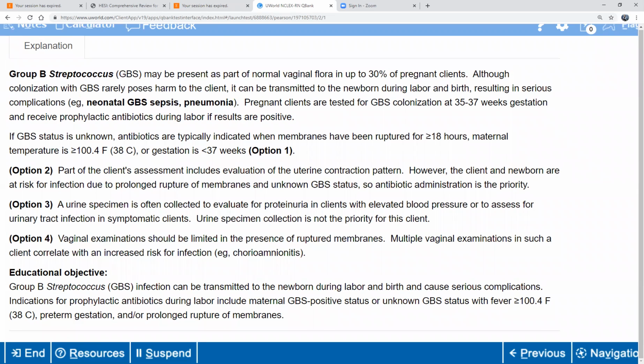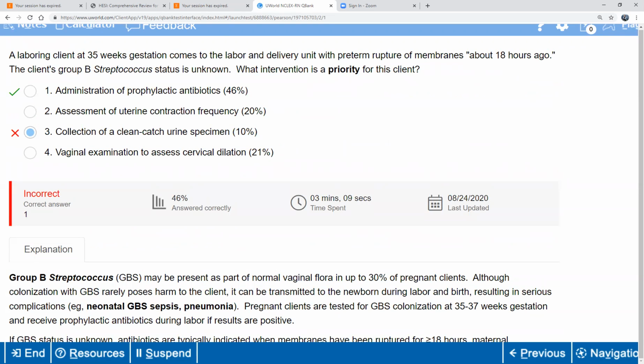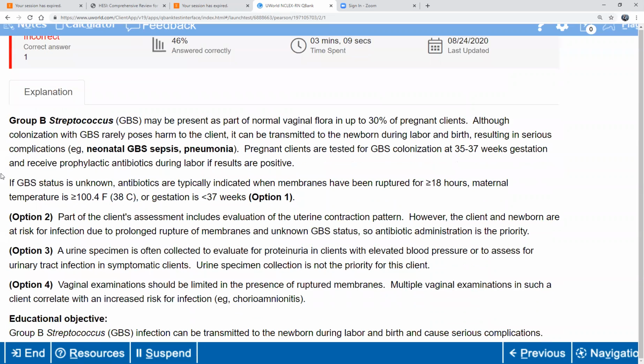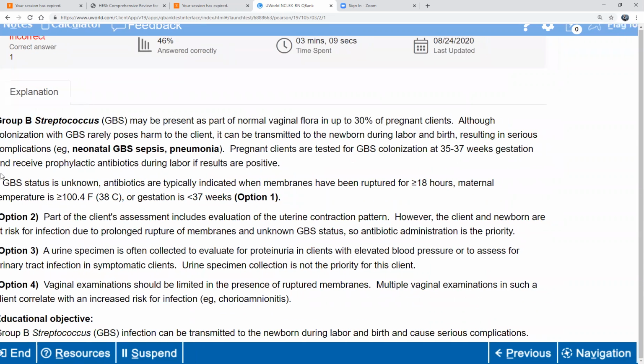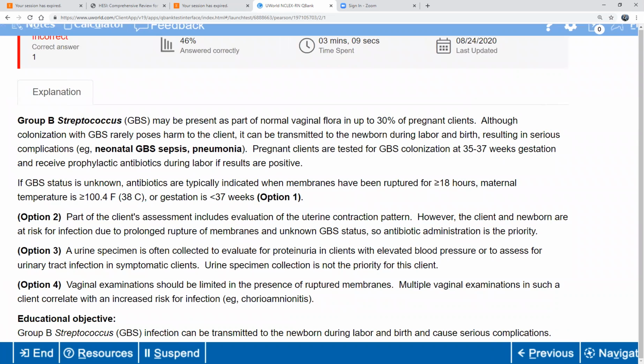Temperature greater than 100.4, which it doesn't talk about the temperature here, so. I guess the priority is to go ahead and prevent, because you do know that the client's at high risk for this group B, so I guess to go ahead and prevent the infection.